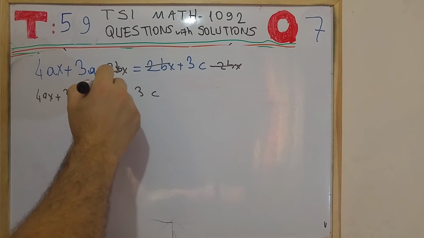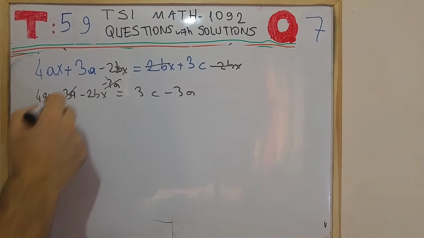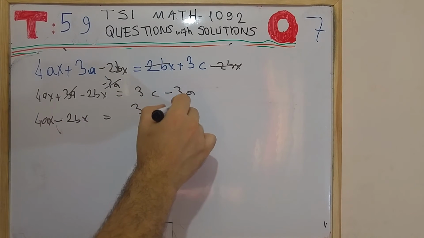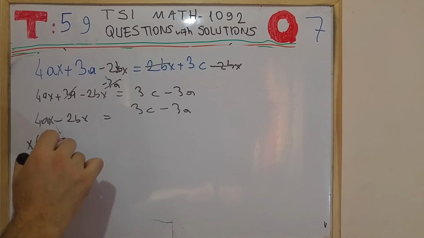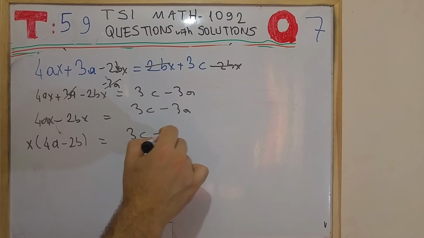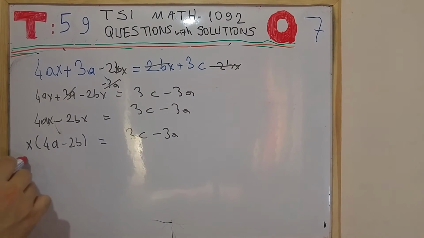Now let's subtract 3a from each side too. So what I have here is only 4ax minus 2bx is equal to 3c minus 3a. And when I take this into the parentheses of x, what I have is 4a minus 2b is equal to 3c minus 3a. Now I can divide each side by 4a minus 2b.